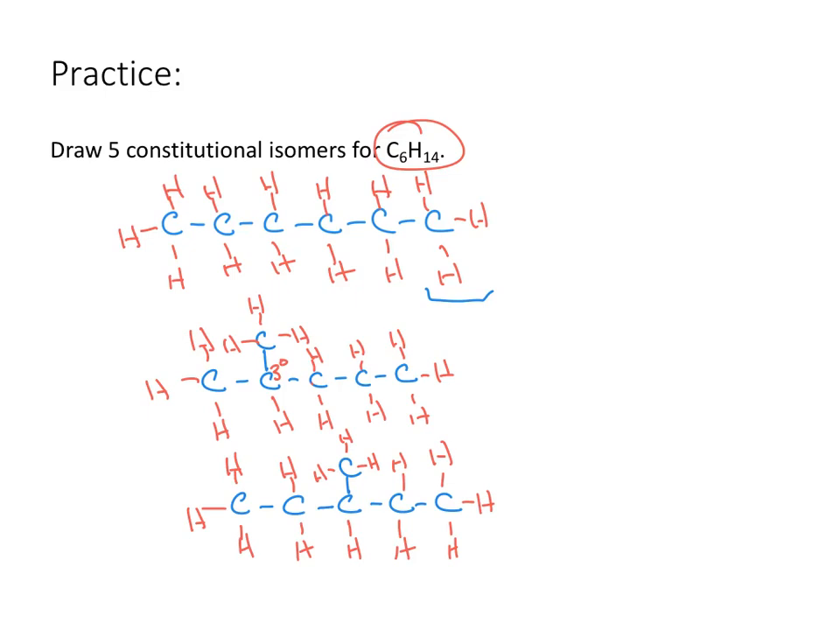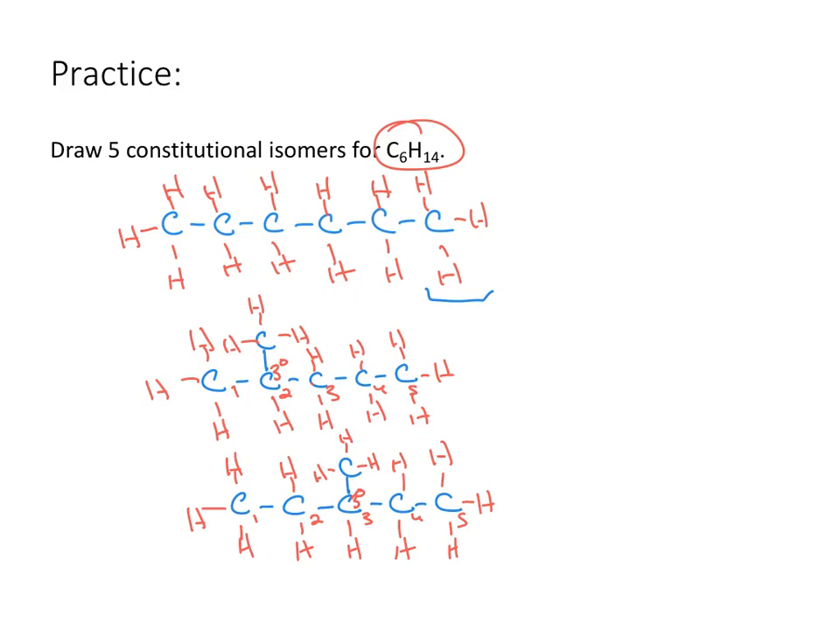Okay, and this also has a tertiary carbon, but the CH3 group is at the, if I were to number these carbons, 1, 2, 3, 4, 5, is at the 3rd carbon, whereas in the structure I drew above it was at the 2nd carbon. So those are not identical. Those are different constitutional isomers.